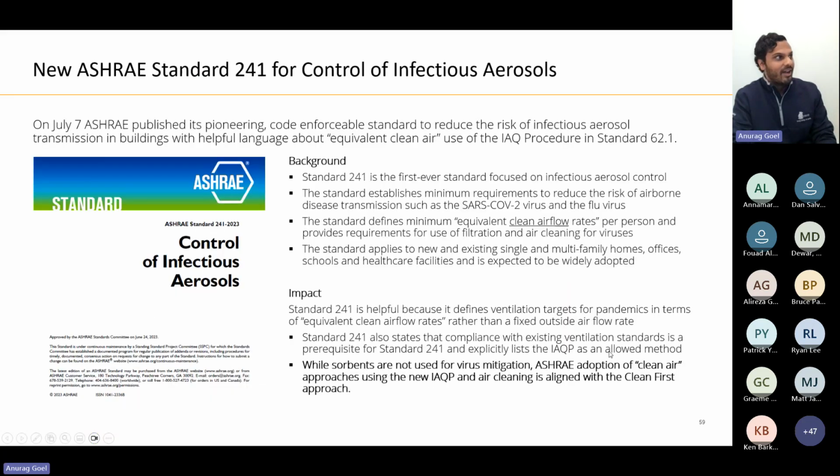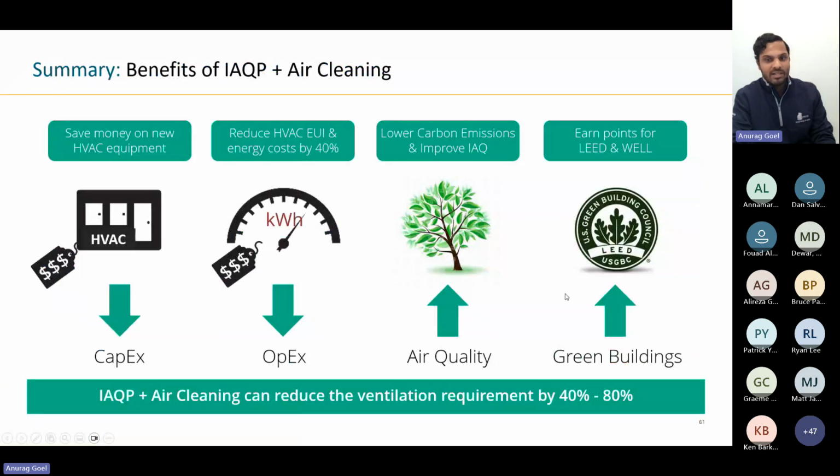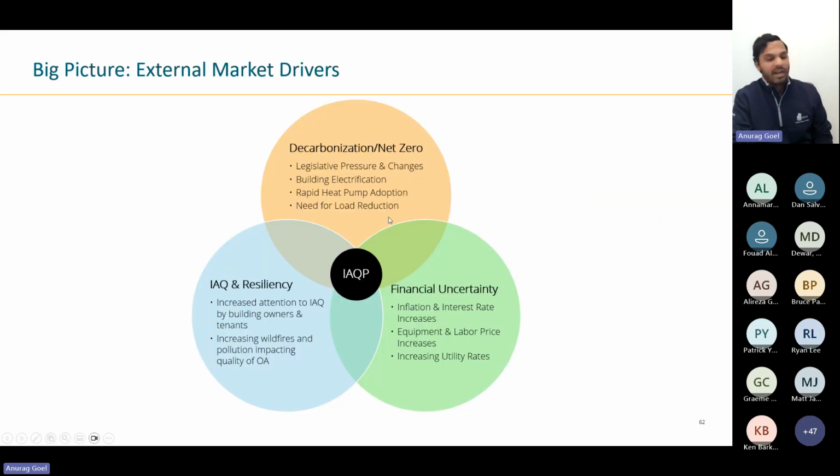So that brings us almost to time. I talked about these highlights: reducing load, which in return reduces CapEx for HVAC systems, reducing energy consumption, improving indoor air quality in many cases, earning LEED and WELL points as well. And what I started with towards the beginning of the session was these different market drivers around decarbonization, net zero, resiliency, as well as financial uncertainty. So as a designer, as a building owner, I think the IAQP can be a really clever design practice to achieve or address these market drivers.